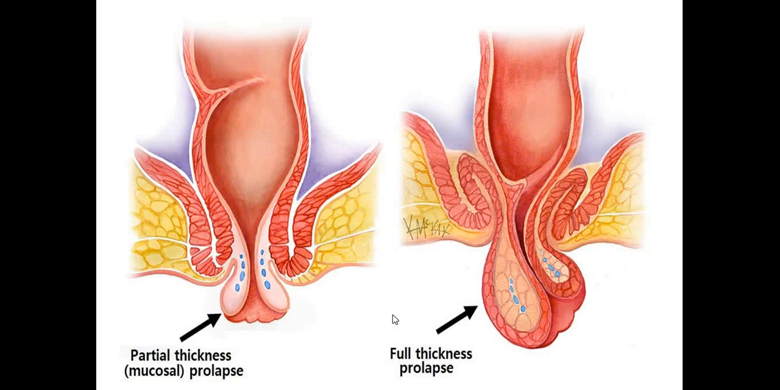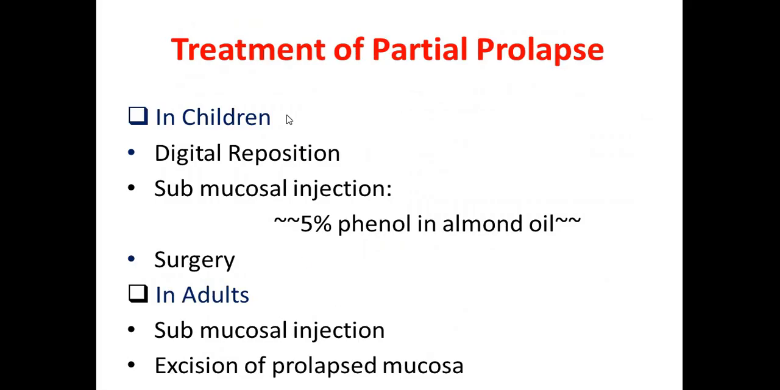So what could be the treatment of partial prolapse? In children, there are three treatment options. One is digital reposition. Second one is submucosal injection. So the injection is of 5% phenol in almond oil. It serves as a sclerosing agent.